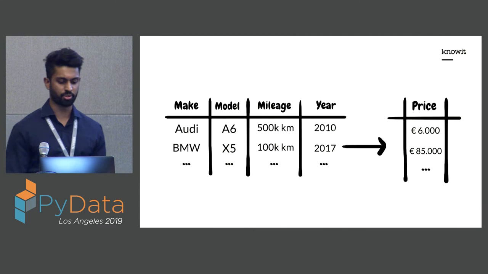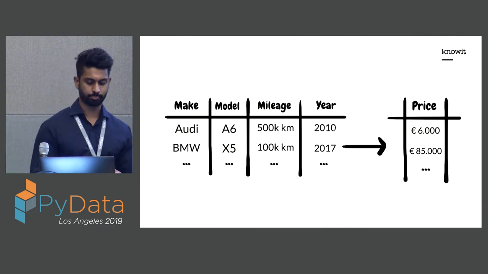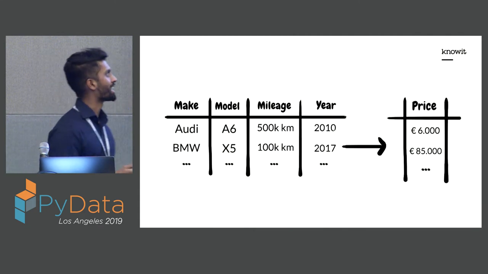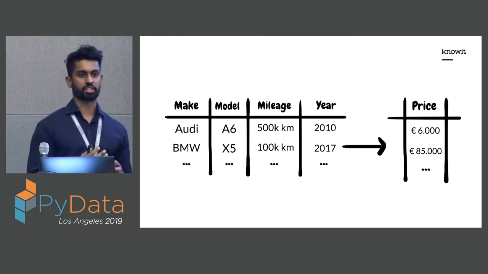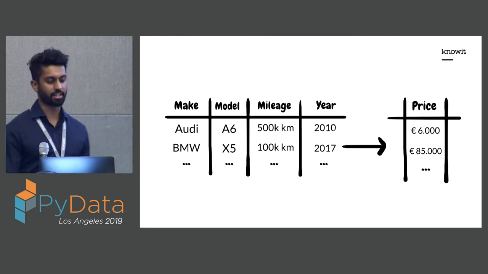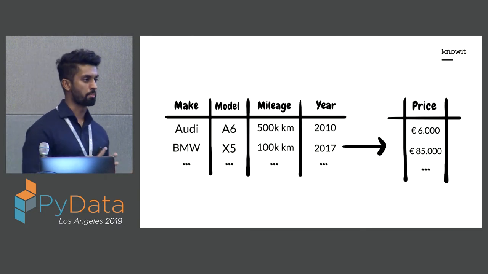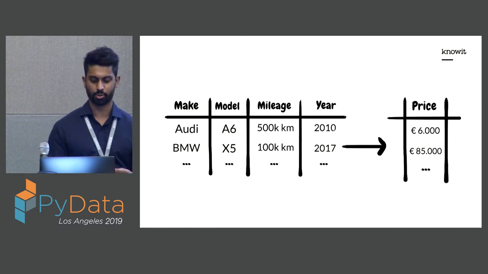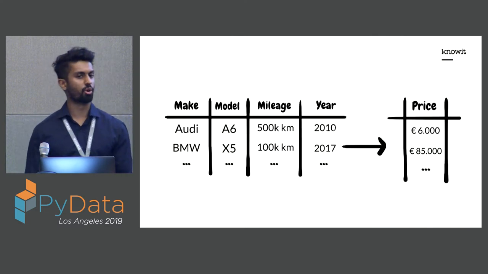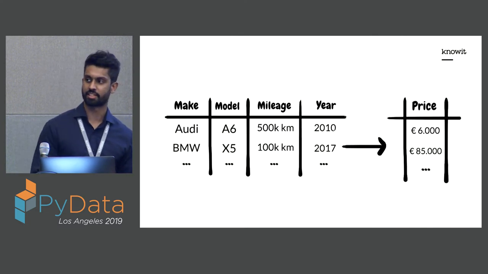Additionally, each data sample also needs to be labeled. What was each car actually sold for, right? And that's why it's called supervised learning, because you act as a guide or a teacher for the algorithm by providing the answers to each example. Now, it's common to say that the more examples that you have in your data set, the better.